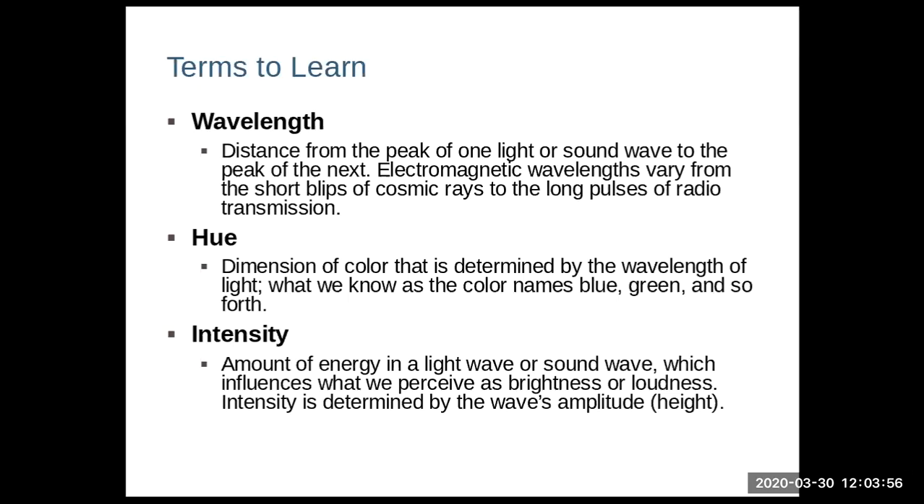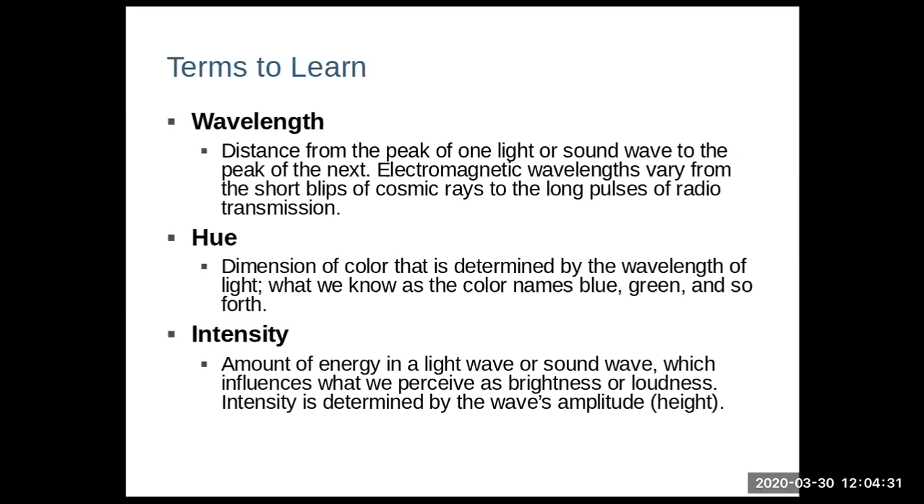So the terms that we're talking about now are wavelength, hue, and intensity, although I will also go over what this would look like for the auditory system. So, wavelength. The wavelength is the distance from the peak of one wave to the peak of the next wave. You can have a few waves if they're farther apart, or you can have more waves if they are closer together.